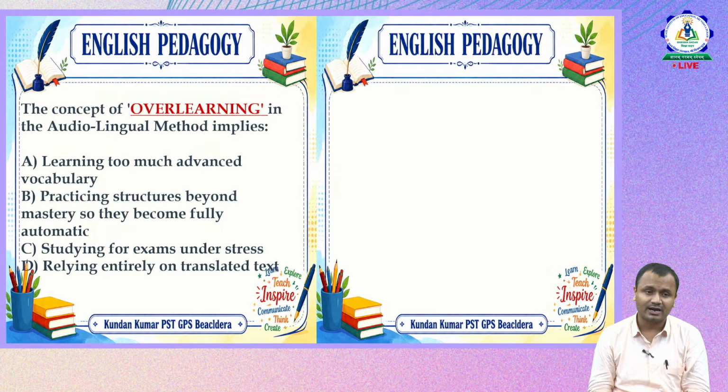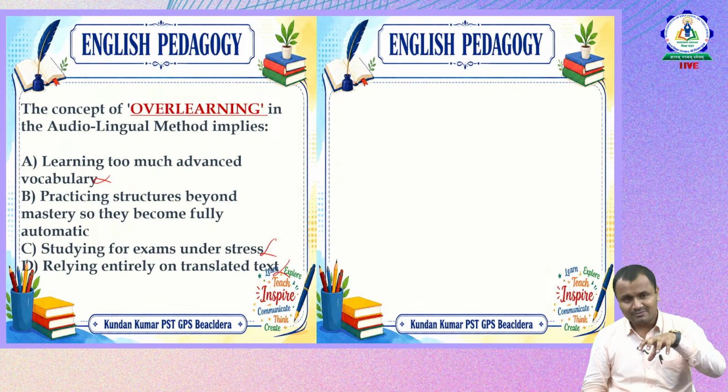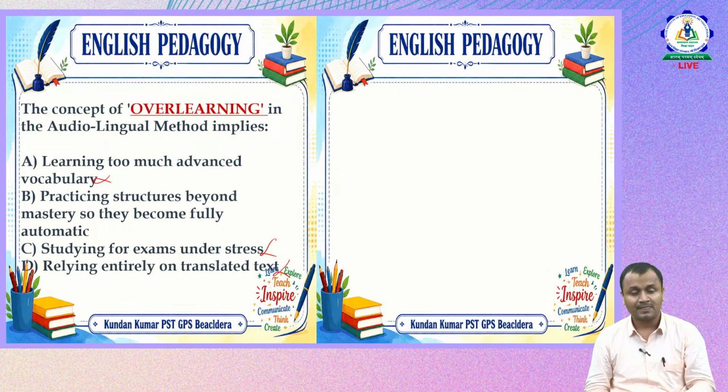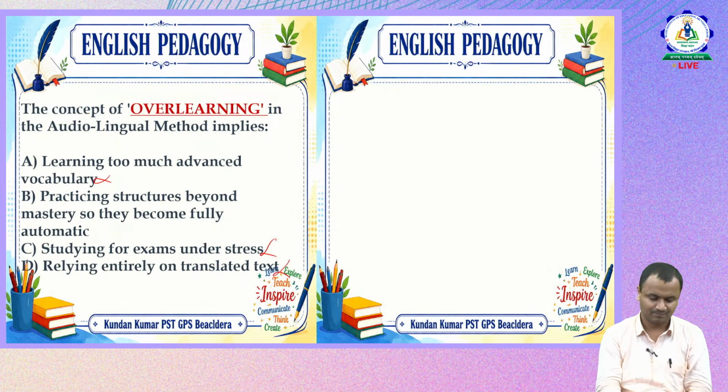Practicing structures beyond mastery so they become fully automatic? Maybe. Studying for exams? No. Relying entirely on translated text? No. Learning too much advanced vocabulary? No. Practicing structures beyond mastery. You have mastered that sentence, you have mastered that way of pronunciation. Even after that, beyond that mastery, you are practicing it. Why? So that it becomes automatic. It comes out automatically. That is overlearning.